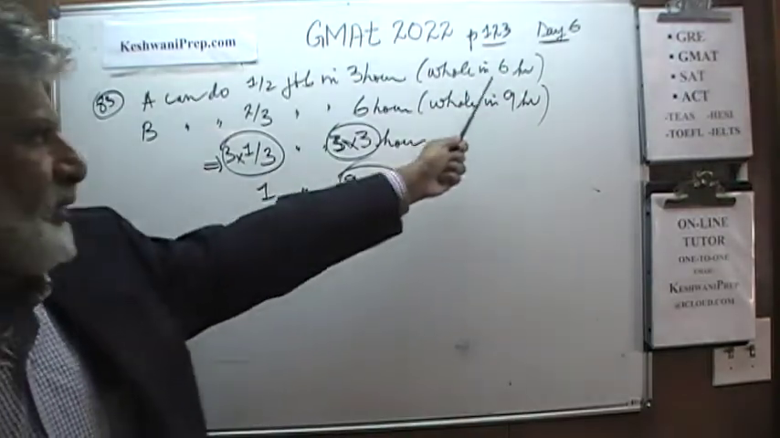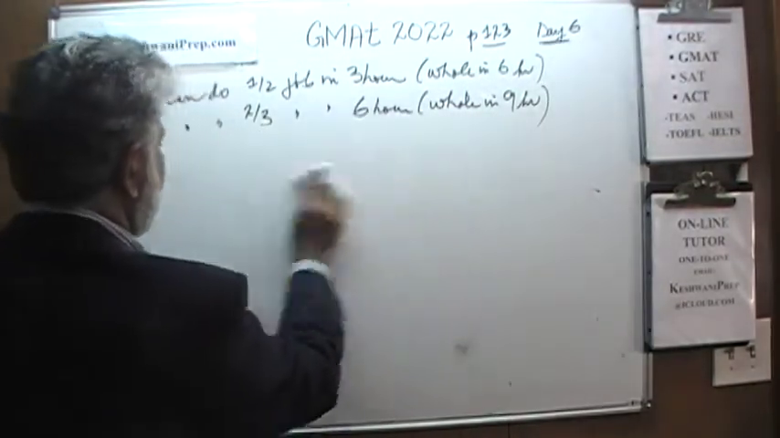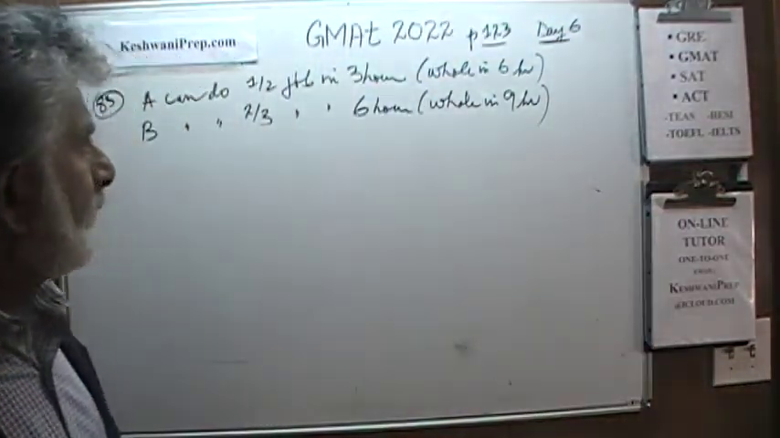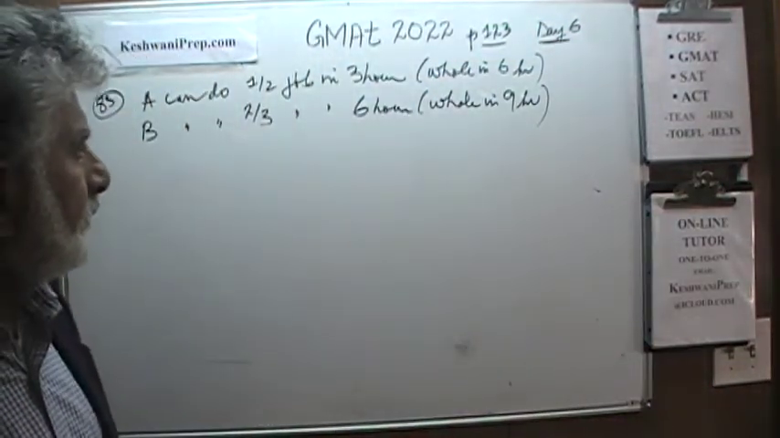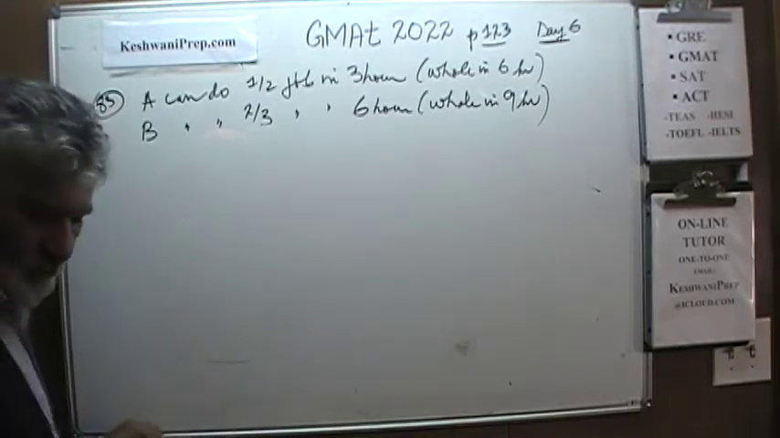A does the whole job in 6 hours. Now, let's see what happens. That was the first thing. We had to establish how long they individually take to do the entire job. One takes 6 hours, the other one takes 9 hours. Right? Let them work. How long should we let them work? Well, let them work 9 hours.